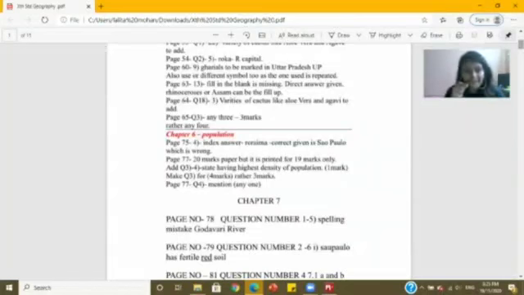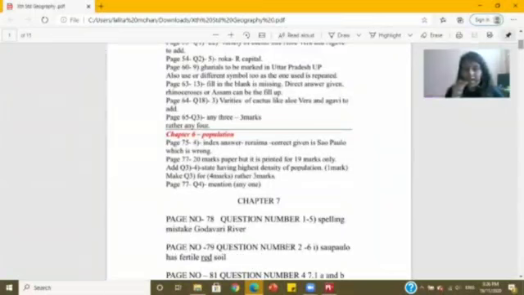Page 75, question 4. Index answer Oraima is the correct answer, whereas Sao Paulo is given. Correct answer is Oraima. Page 77, 20 marks paper, but instead of that, only 19 marks paper is given. Question 3, 4. State having highest density of population. This question is for 1 mark. So this will be added to the 20 marks paper on page number 77.